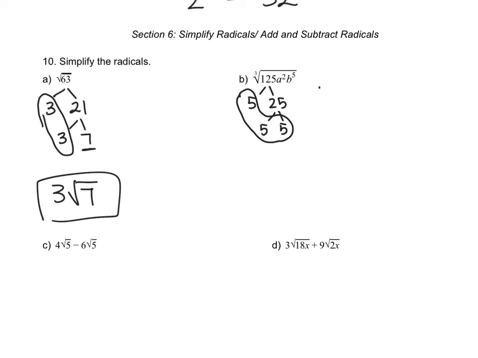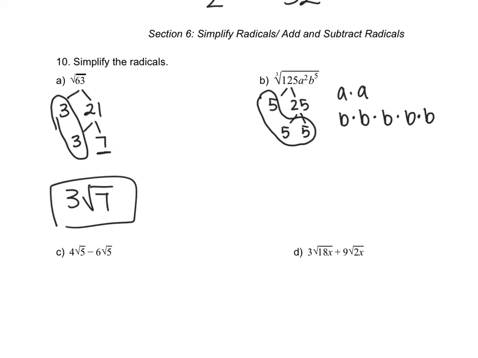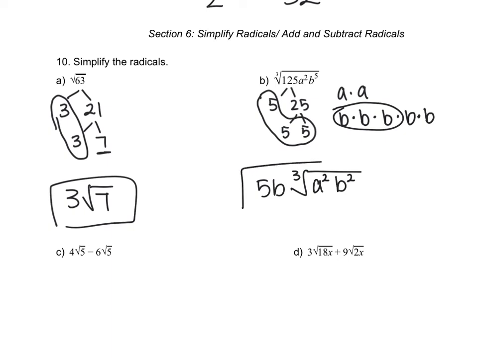Okay. Next, we're going to go to our variables. So a squared is a times a, and b to the 5th is b times b times b times b times b. So with our variables, in order to bring it outside of our radical, we have to have a group of 3. We only have a squared, so there isn't a group of 3 there. But in the b's, there is a group of 3. So when I write my simplified answer, we have our 5 and we have a b, and then underneath the cube root, we didn't have any numbers left over, but we still have our 2 a's, so a squared, and we have 2 b's, b squared.